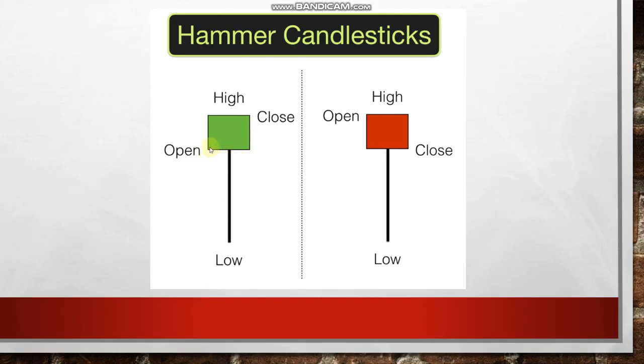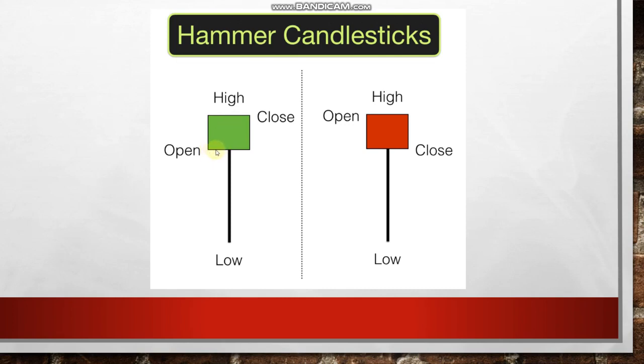Opened here, it closed here, it made a high here. This is the high and close. The high and close is the same. Okay, but it went down also. But the price could not sustain. The buyers pulled the price and closed the price here. Are you getting my point? Let me repeat.